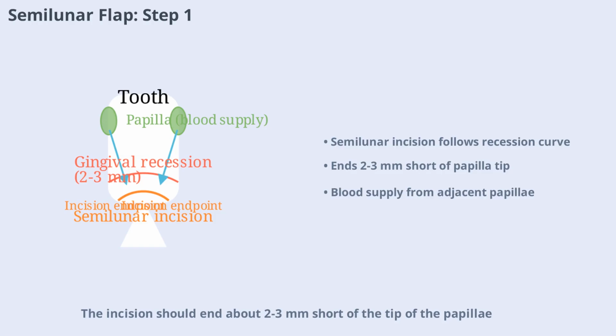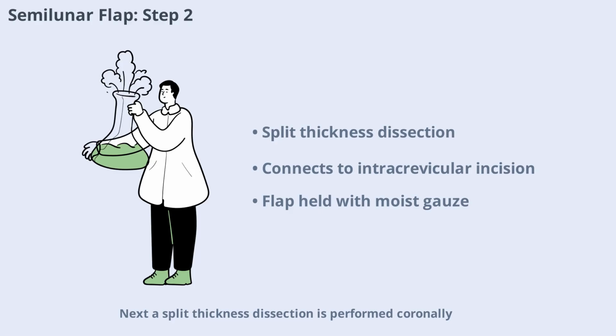The incision should end about 2 to 3 mm short of the tip of the papillae, as the flap derives its blood supply from the adjacent papillary areas. This careful incision design ensures adequate vascularity and promotes healing. Next, a split thickness dissection is performed coronally, connecting the semilunar incision to an intrasulcular incision.